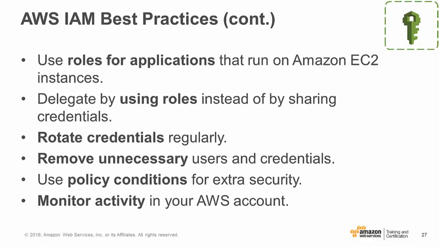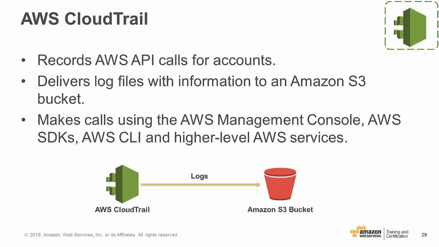It is also good to use roles for applications. Do not embed credentials in your code. Use roles instead of sharing credentials and rotate their credentials regularly. Remove unnecessary users and credentials. If somebody leaves, have an audit policy to track when they're hired and when they are leaving your organization. Use policy conditions for extra security and monitor activity in your AWS account.